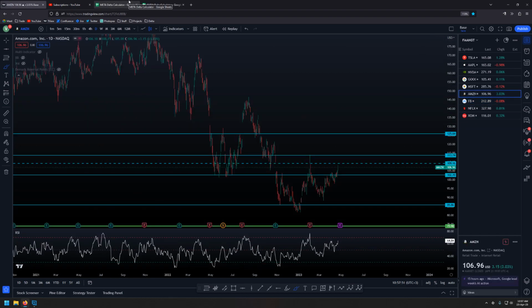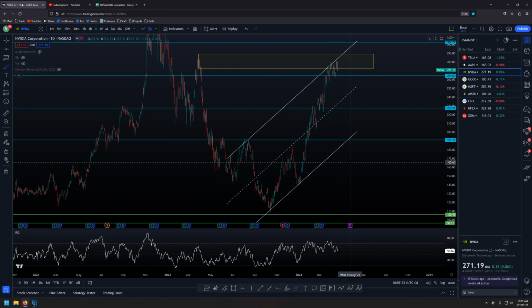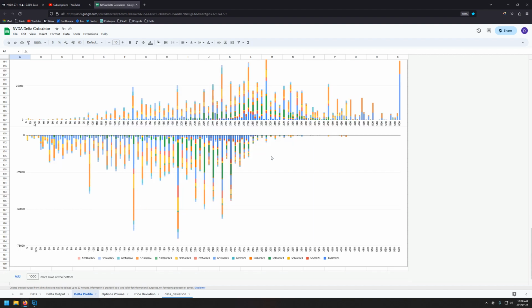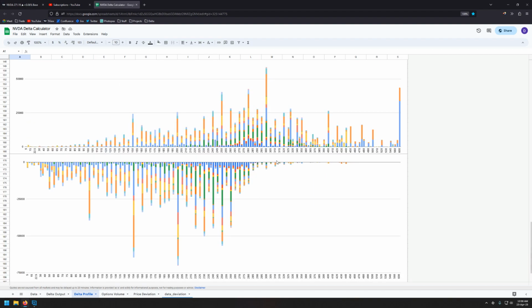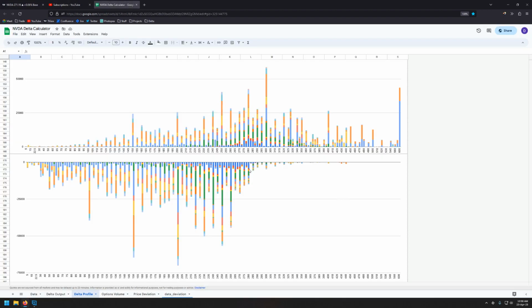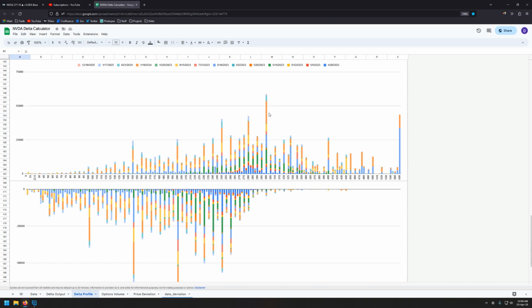Amazon. Let's go NVDA because I have it open already. So NVIDIA, let's look at our profile. We are at 271, the top was 280, and this is the level where we run out of calls. There's a bit of call OI for next week, but nothing major, and 300 is the maximum possible for next week. It's not feasible to go higher than this, and even this is an extreme. Like I don't think we go above 280.